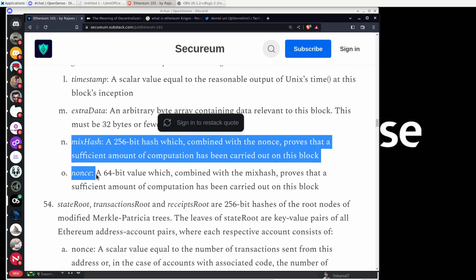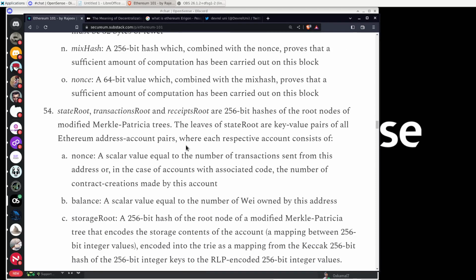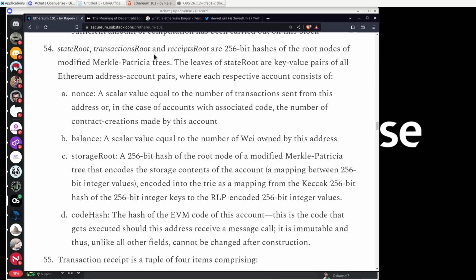So those are combined to prove that. I have the nonce, meaning this is the number of the transaction, and the hash, which is the proof of all the computation that happened in there. State root, transaction root, and receipt root are 256-bit hashes of the root nodes of the modified Merkle-Patricia trees.